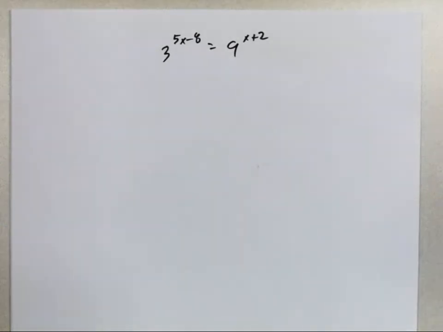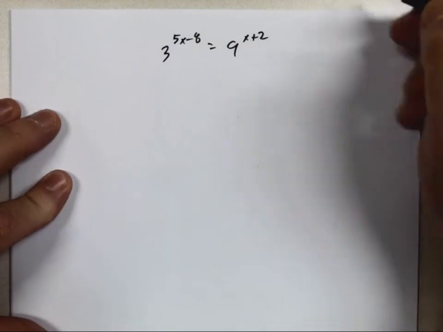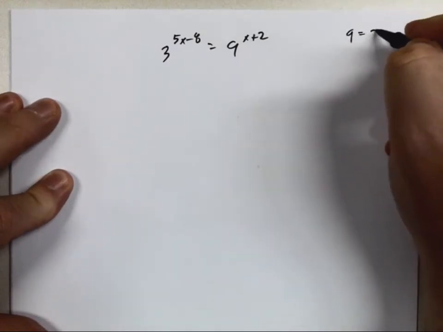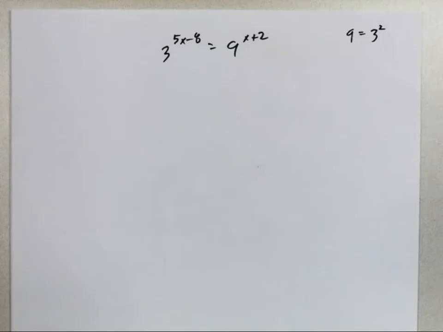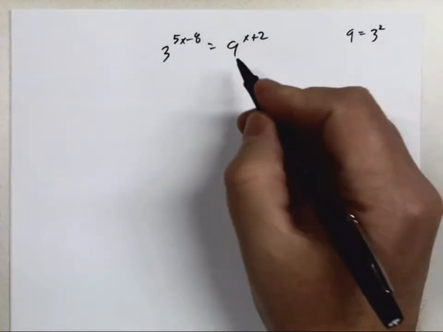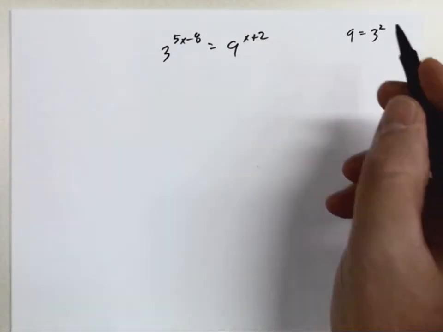So at first glance, it's like, no, they're not the same base. But then you ask a secondary question. If initially they're not the same base, then ask yourself, is there any way I can do some manipulating and get them to be the same base? In other words, what I'm thinking here is, I realize that 9 is 3 squared. So let's go in here and let's replace this 9 with 3 squared.